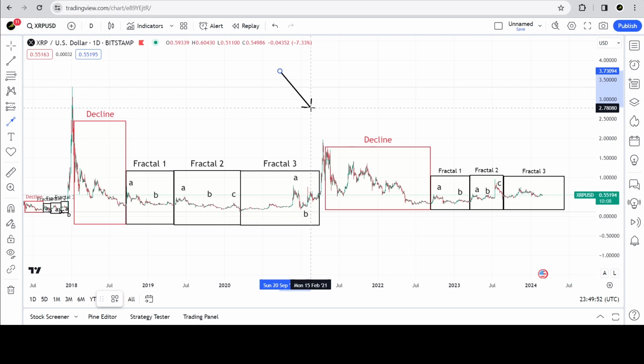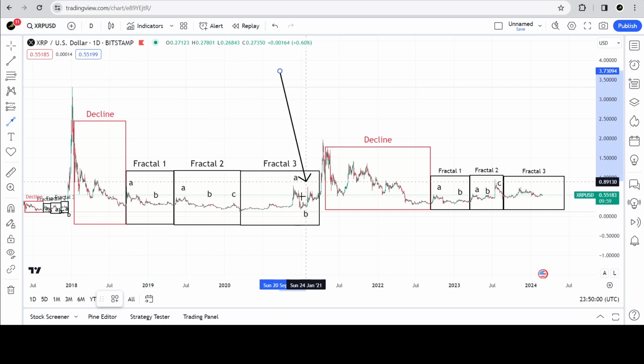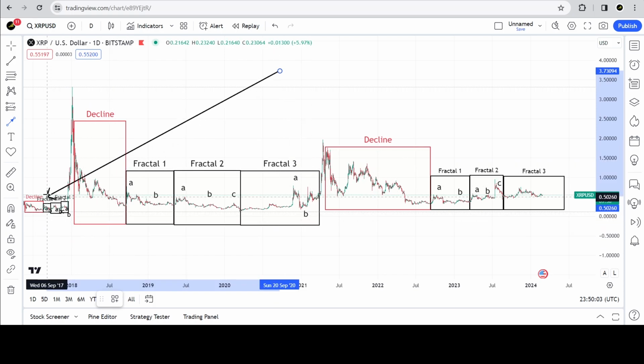It's a repetitive macro structure. This is on a day candle, so it's zoomed out. Here is a bull run, here is a decline. We see another bull run over here. We see another bull run over here.